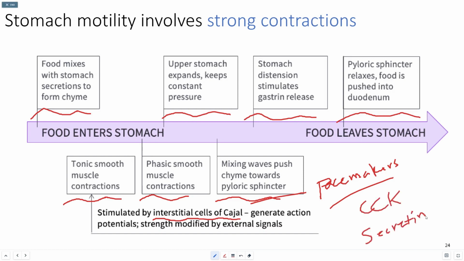Secretin is another hormone that is released in response to acidic chyme that causes a decrease in stomach motility and a decrease in secretory activity. Both of these hormones are going to be talked about later, which reduces the properties of stomach activity to help neutralize the acid.